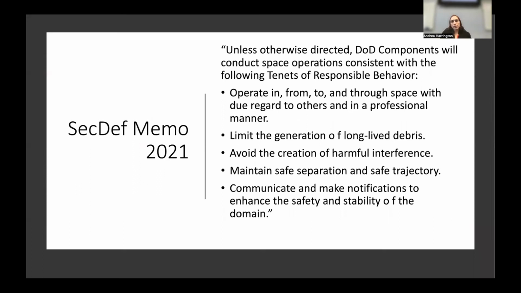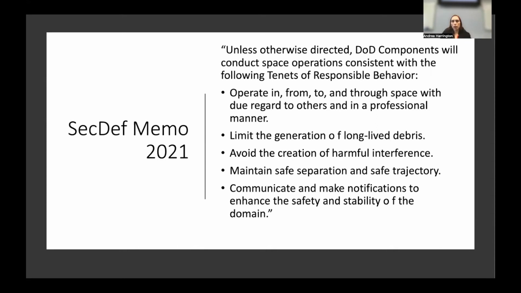Okay, so that SecDef memo from 2021, tenets of responsible behavior in space. I've got a quote here from the memo with the specific tenets bulleted there. The one, of course, that we are focused on here is that first bullet that says operate in, from, to, and through space with due regard to others. And the SecDef has added in a professional manner to that language, and in a professional manner.